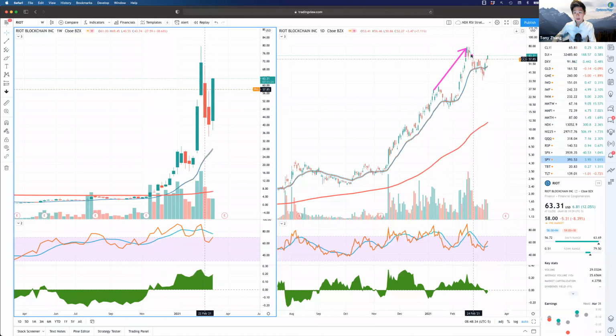You move here to the upside. Now, Riot hasn't made a new high yet, but I think this is part of just a stock like this reaching a bit of an exhaustion here. So that's my view on Riot.